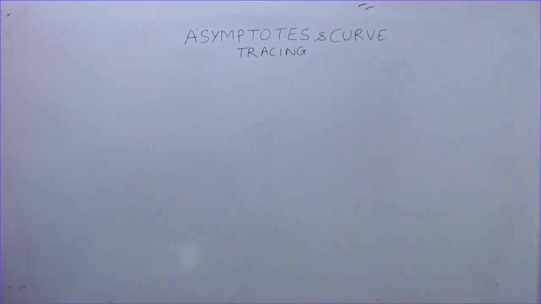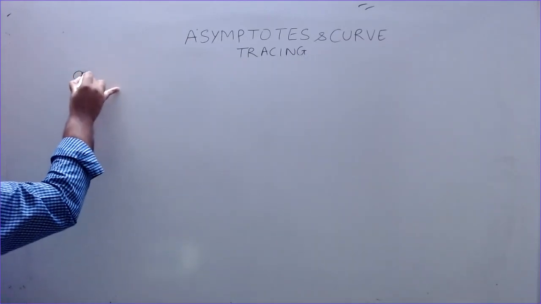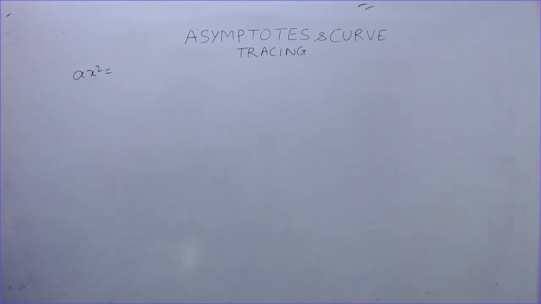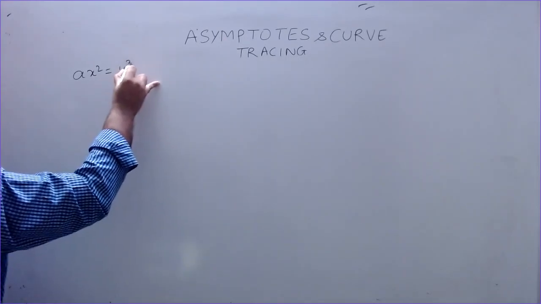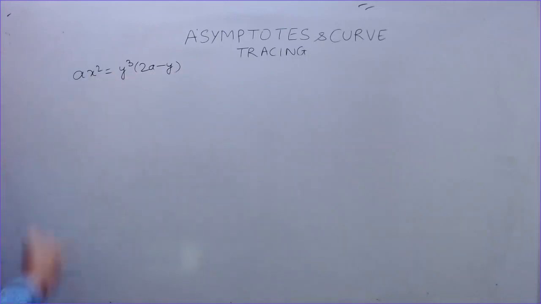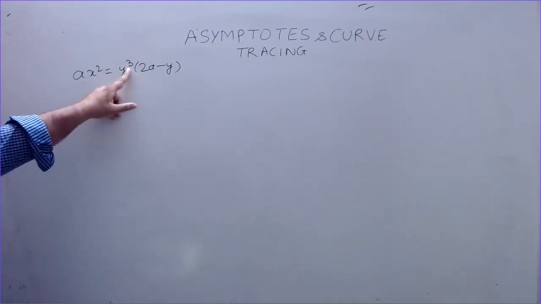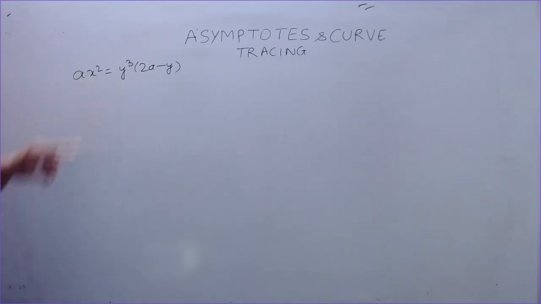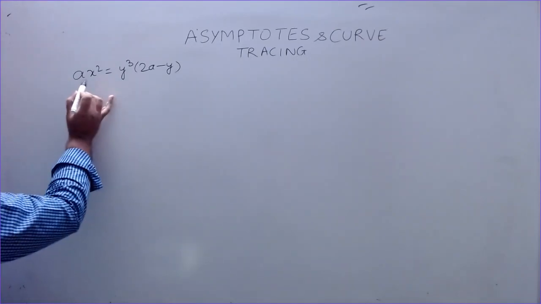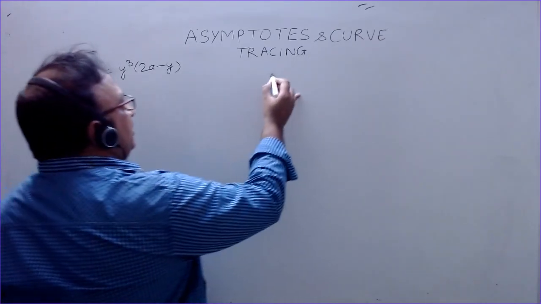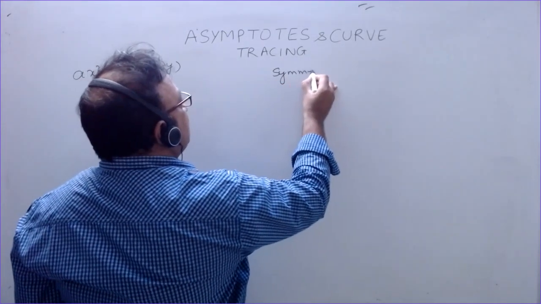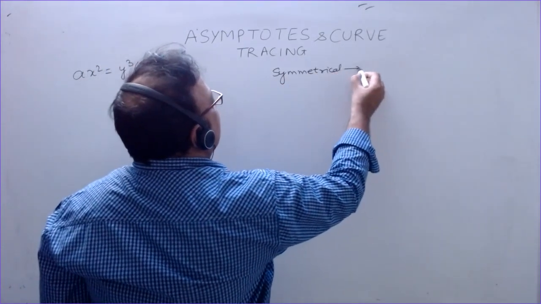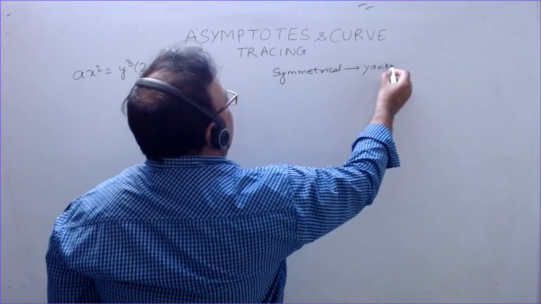The equation of the curve is a square x square equal to y cube into 2a minus y. So first point is symmetry. If you multiply this, the power of y is odd and here it will be even, and x is only even. So all powers of x are even, so it is symmetrical about the y axis. First point.